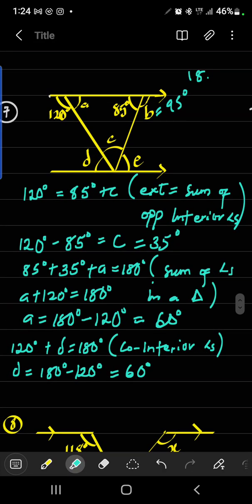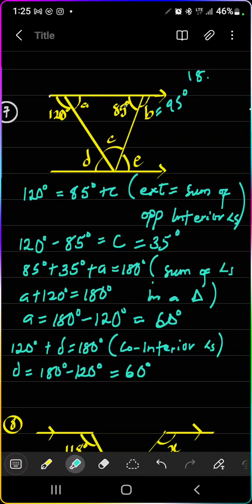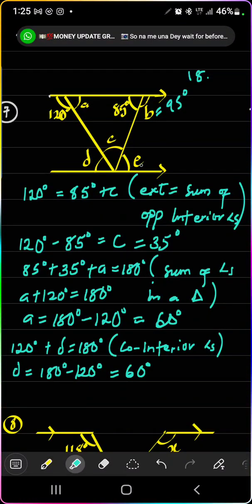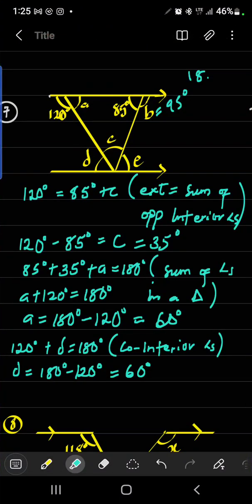Do you see that now? That is 60 degrees. And another way is, can you see that A is also alternate to D? So we got A as 60. Do you remember in this question how we got A as 60? So since we got A as 60, you can see that your D is also 60. So this E is also alternate to what? This is 85 here. Your E is also 85. Do you see that now?